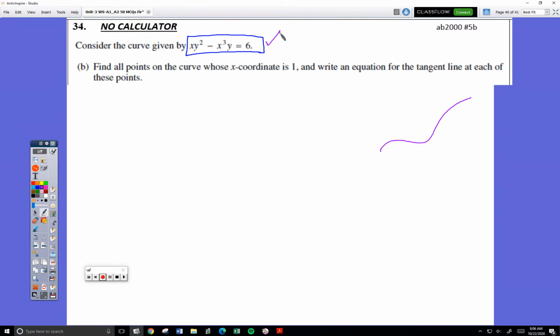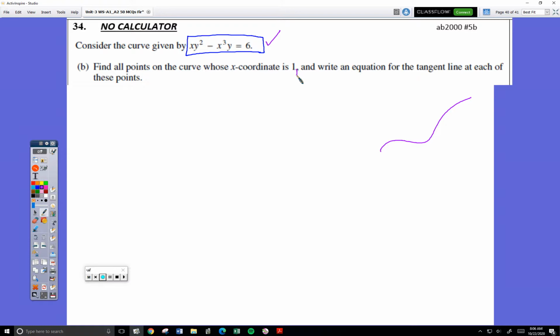It says find out points on the curve whose x-coordinate is 1. This is a written question from the AP test. It's not multiple choice. You have to learn to stop frequently. So I'm going to stop right here because they've asked me to do something, and that means they will be giving me points for doing it. So even if I can't do the rest, I want to get those first points for sure.